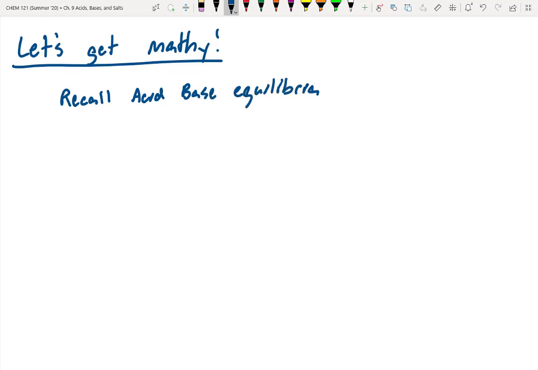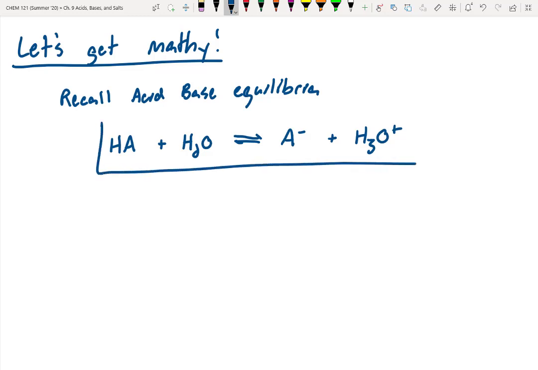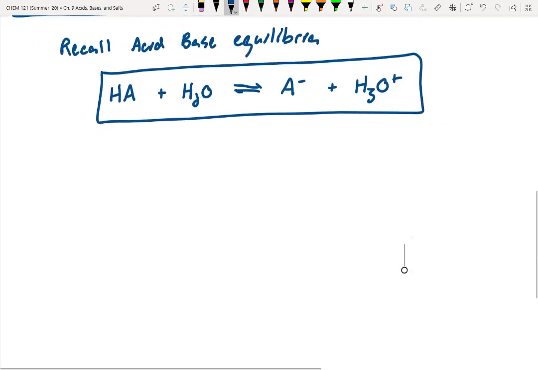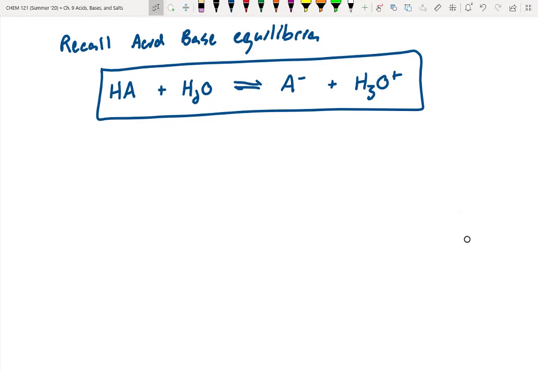All right, we said that if we have our acid, I'm just going to call that HA, and we've got water, this will be in equilibrium with our conjugate base, which is A minus, and then we'll have our hydronium ion, right? So this was our acid-base equilibria that we spent a fair amount of time talking about in the past few sections. Okay, so let's define the equilibrium constant just for a review.